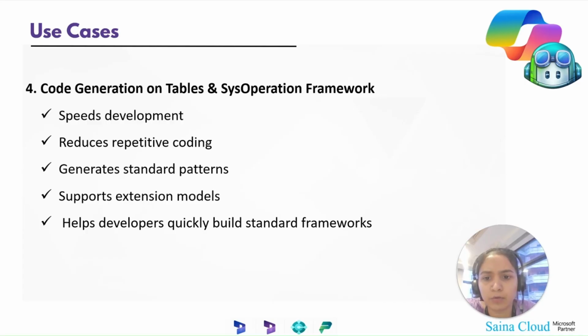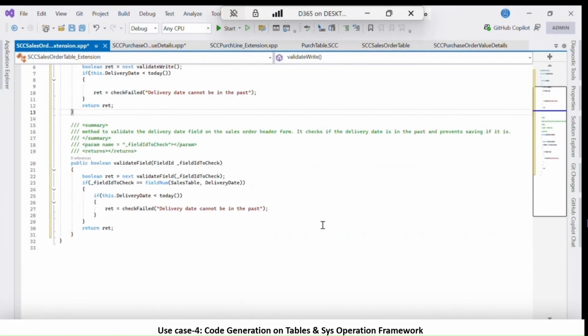Help developers quickly build the standard framework. For example, there is a batch job. In a batch job, we are creating the contract class, controller class, and service class. Instead of creating the three classes manually, we can use the Copilot to generate all the framework classes at a time. In this case, we have table creation, table extension creation, and adding the fields inside the table extension.